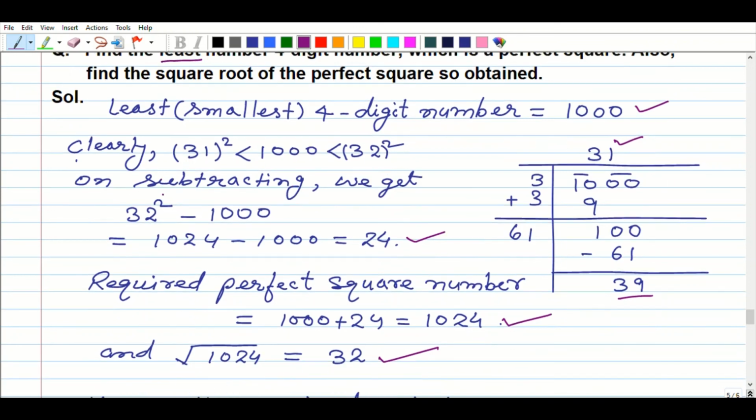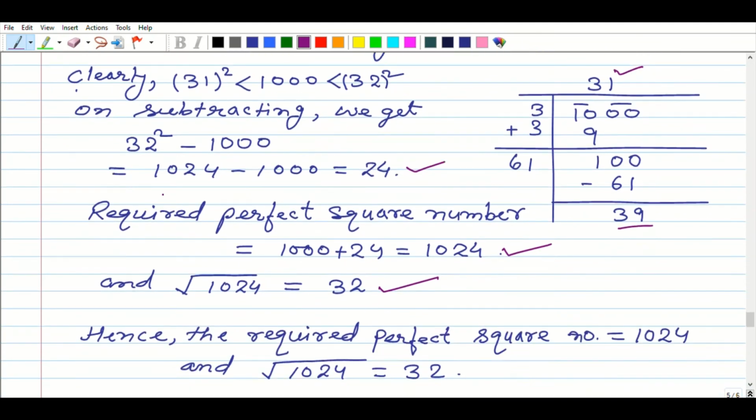Now we can write in the last, hence the required perfect square number is equal to 1024 and the square root of 1024 is equal to 32. I hope that it is best for you learners.